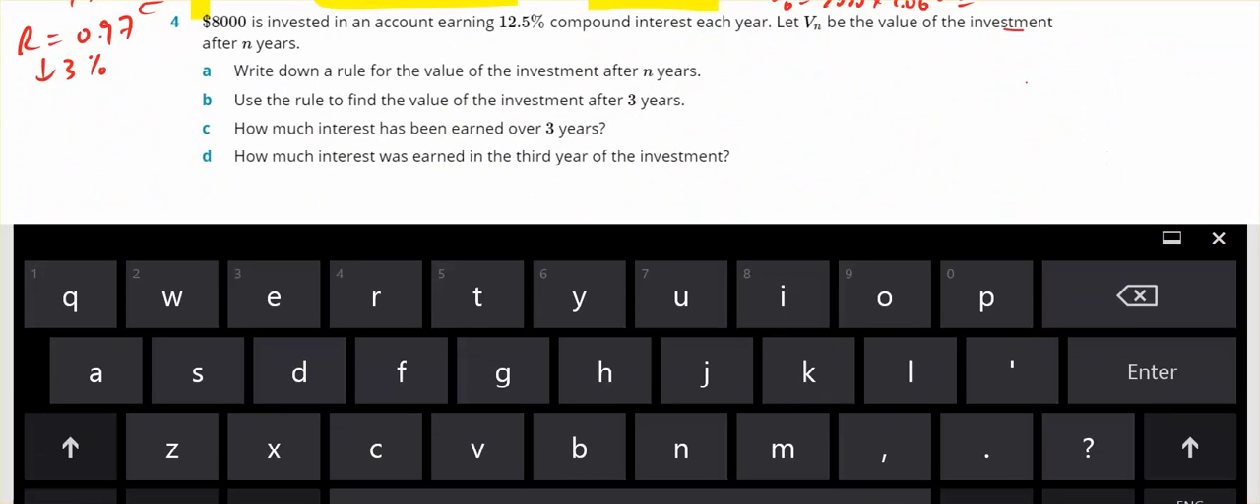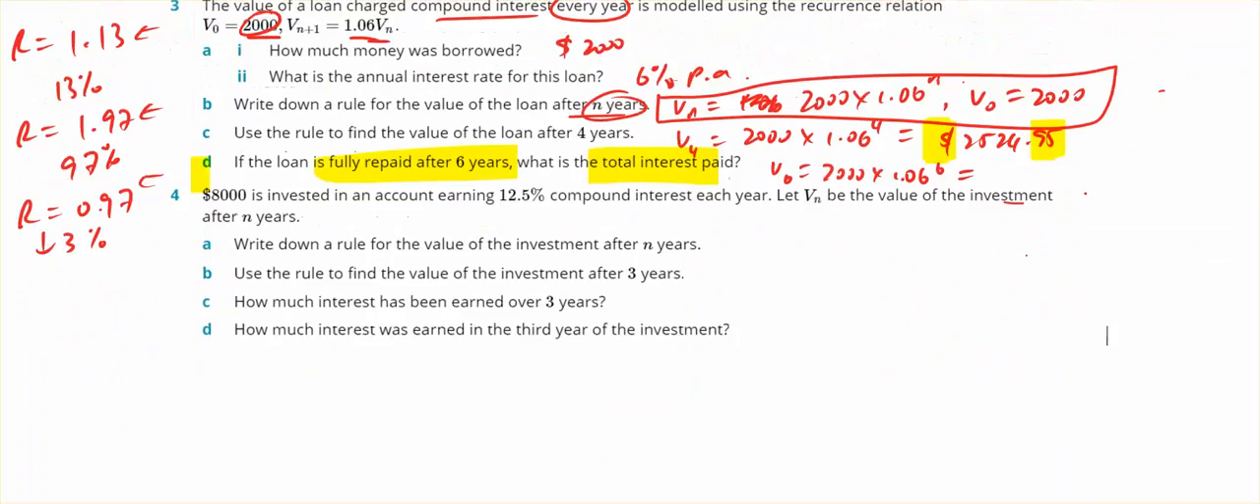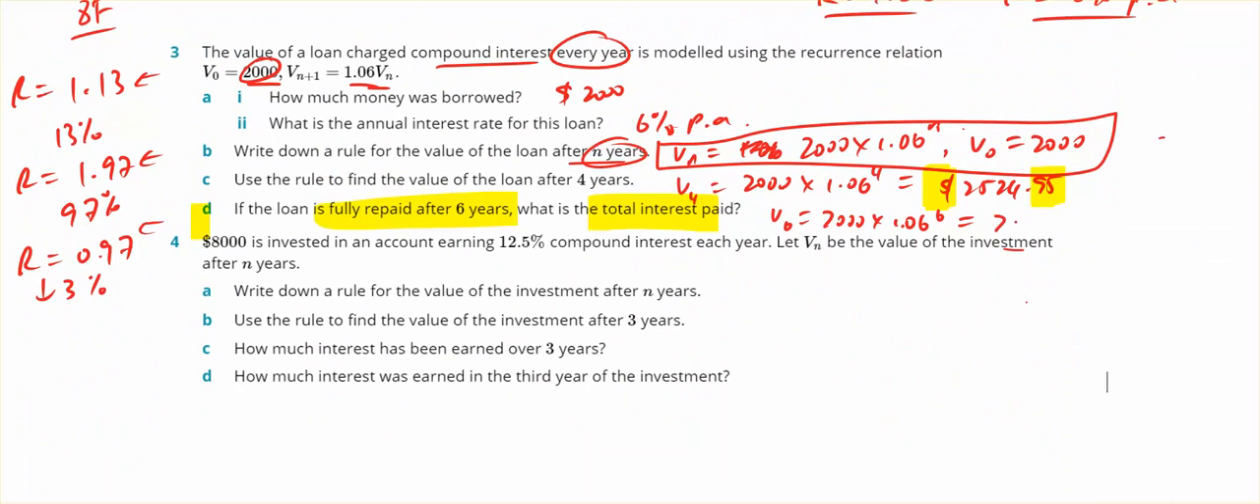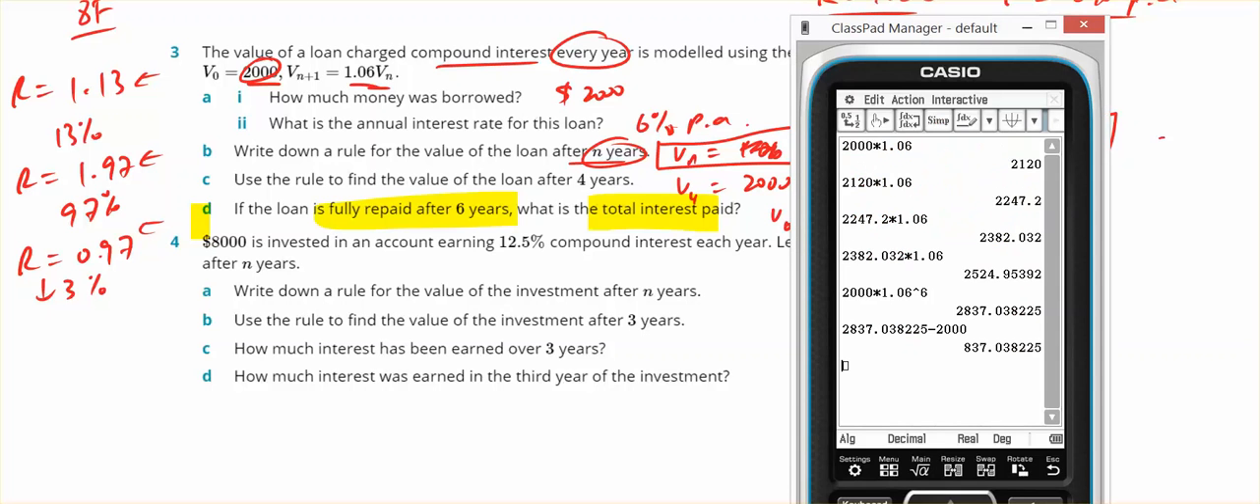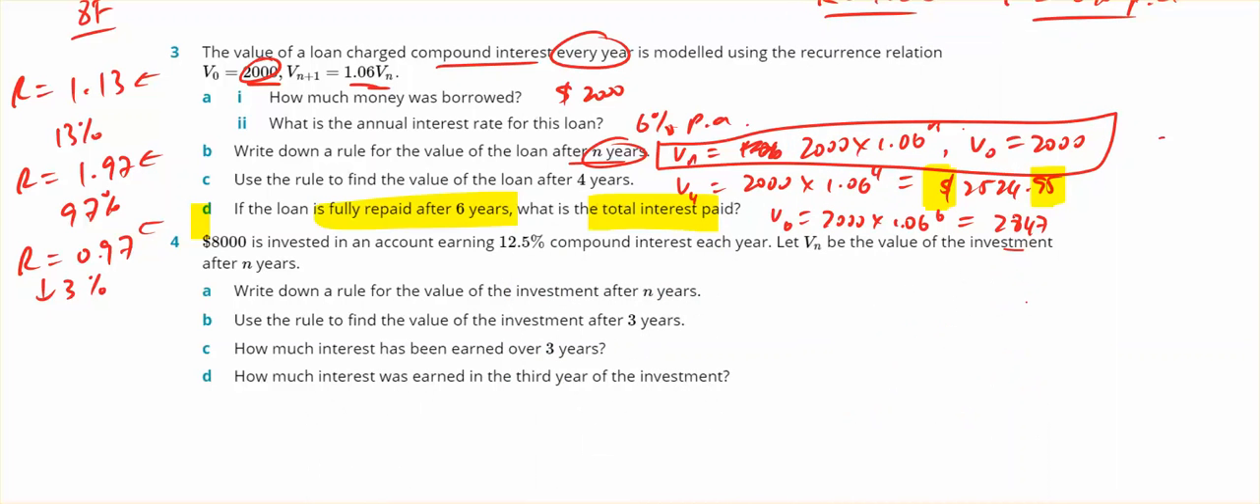So we got 2837 and 4 cents. So the interest paid must be my V6, the amount after 6 years, minus my initial principal. So that gives me $837.04. Okay, again, two decimal places and dollar sign.